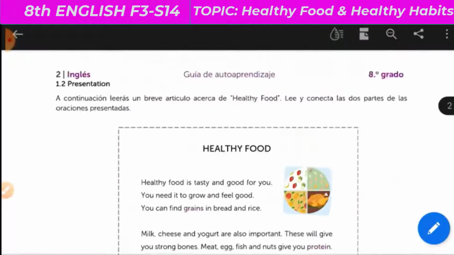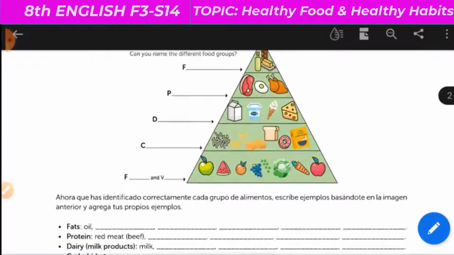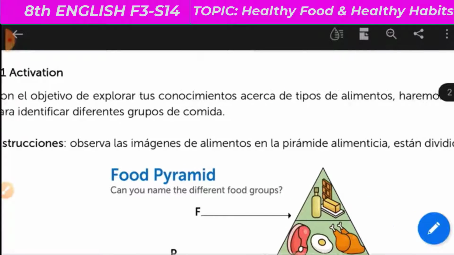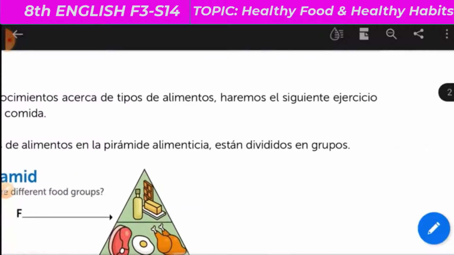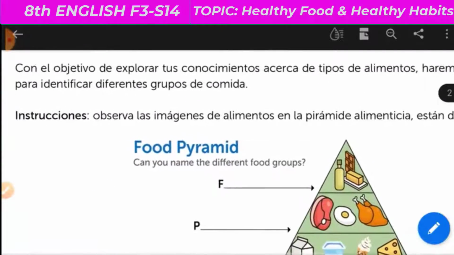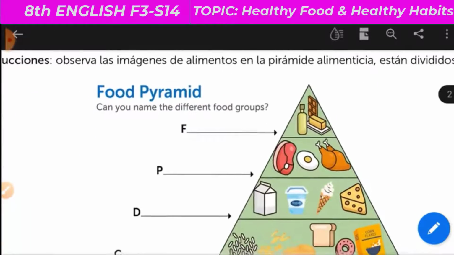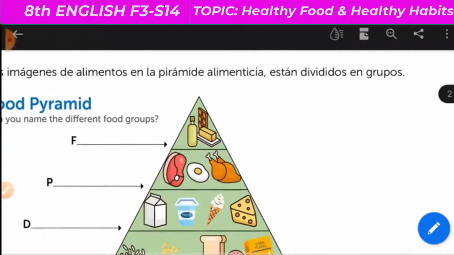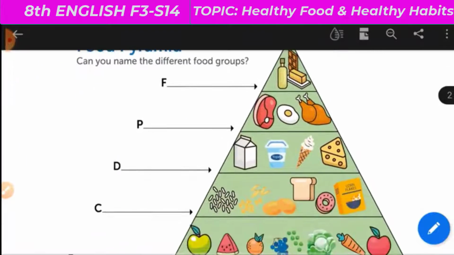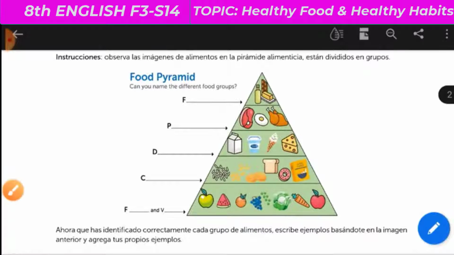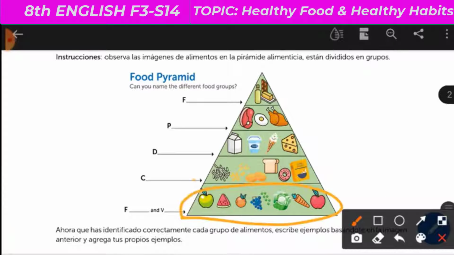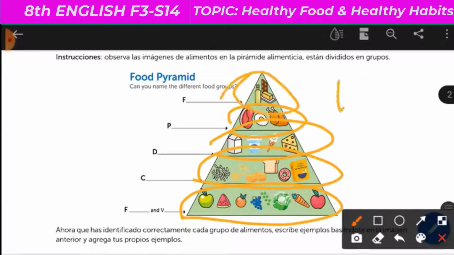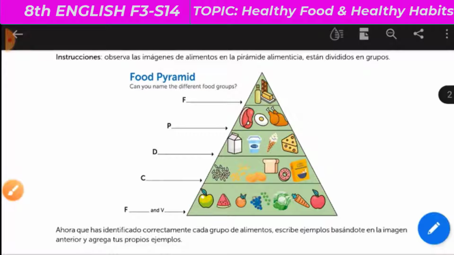So, let's go back to the presentation part. Here, activation. Con el objetivo de explorar sus conocimientos acerca de los tipos de alimentos, haremos el siguiente ejercicio para identificar diferentes grupos de comida. Ok, instrucciones: observar las imágenes de alimentos en la pirámide alimenticia. Están divididos en grupos. So, each one of these are groups. This is a group, another group, another group, another group, another group. There are five groups of food.